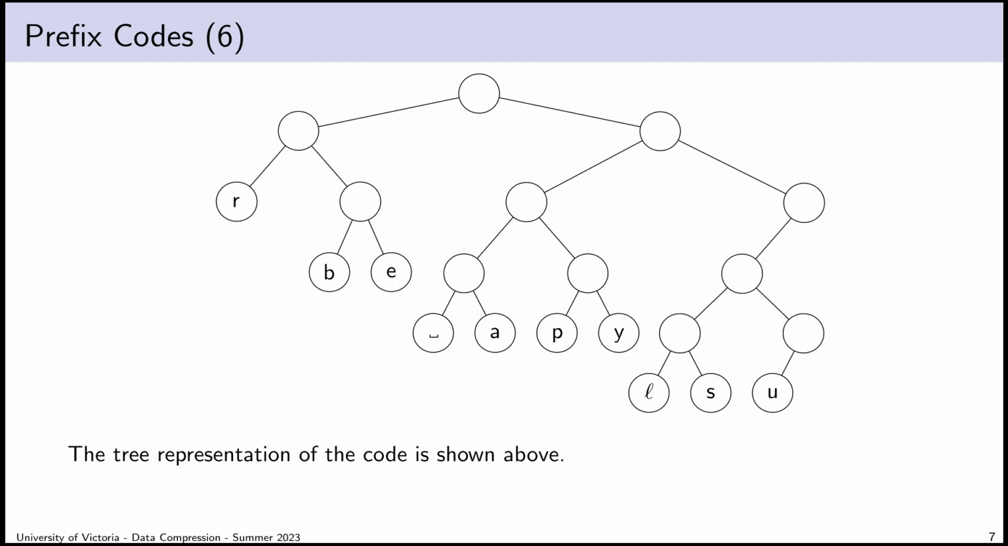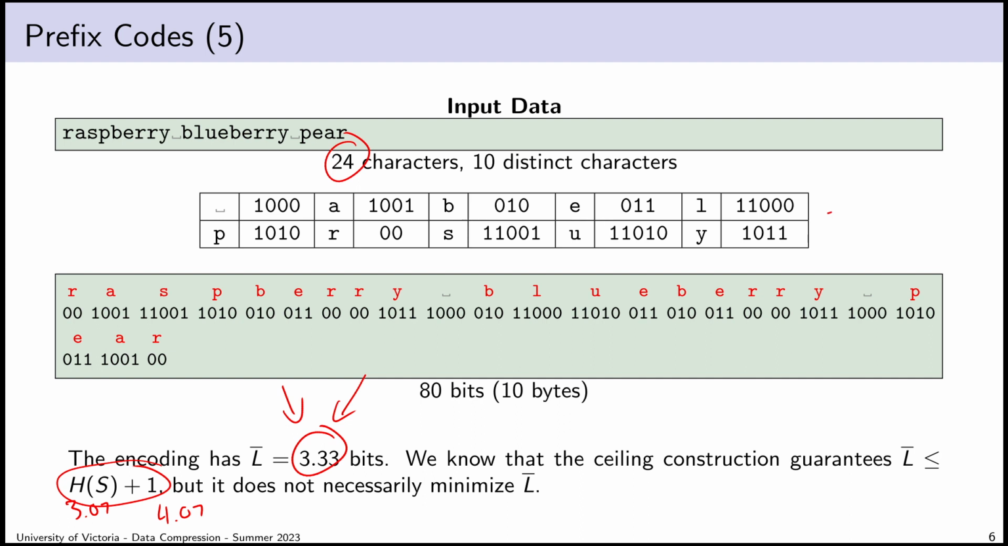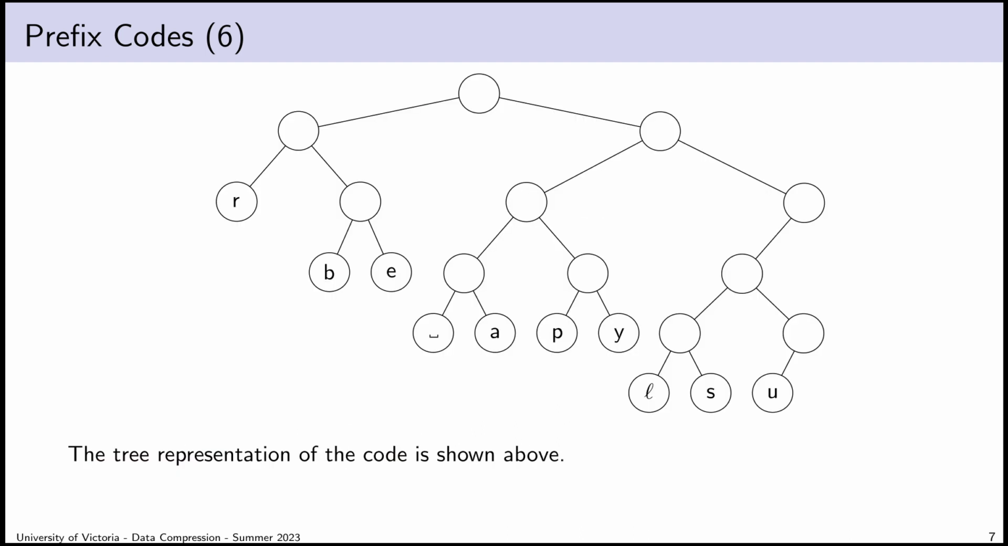So here's the tree representation of that encoding, the one produced by the ceiling construction. And you know from the last lecture that we can take any one of these encoding tables and just draw it as a binary tree to visualize it easily. The case I want to make is that although these lengths we produced with the ceiling construction are viable, the encoding that we produce isn't necessarily optimal, and there are maybe some obvious ways we can observe that.